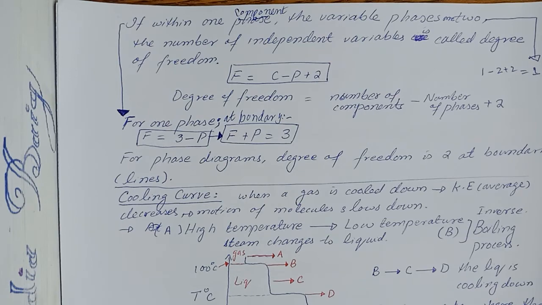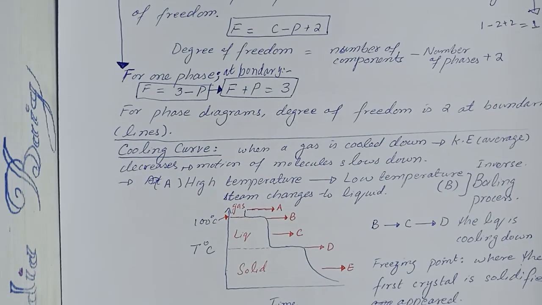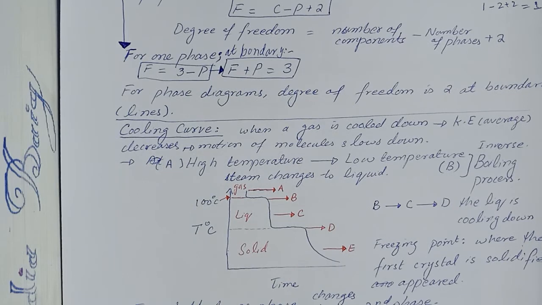So now let's check out the cooling curve. When a gas is cooled down, the average kinetic energy decreases. That means the motion of the molecules slows down. So let's move from the gas phase. When we are moving through the cooling process, at a point the substance is in gas phase, so it requires some relaxation time to reach point B, which is showing the process of condensation.